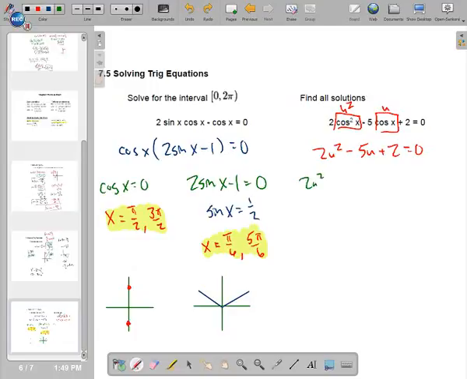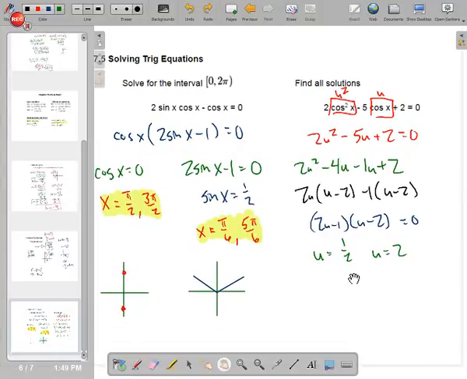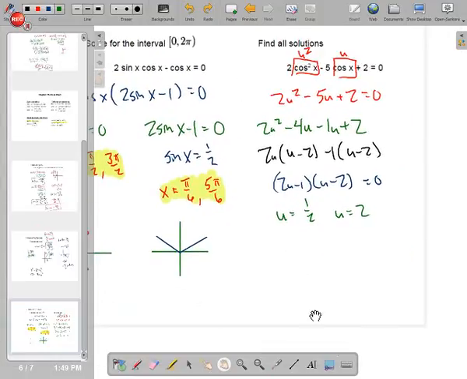So I'll split the middle here, find numbers that multiply to 4 and add to negative 5. That'd be negative 4 and negative 1. And then I find the GCF, so this is really nothing new. So I have 2u minus 1 and u minus 2. So those are my factors, which means u would either be 1/2 or 2. And that's great. It's nice to know what u is, but that's not what I asked. I want you to solve this equation.